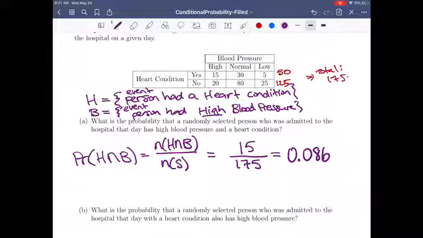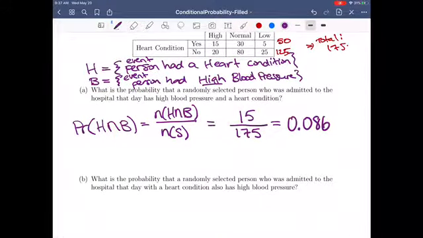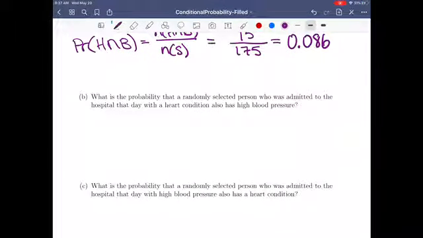Now we're going to talk about parts B and C that are going to seem pretty similar. For part B, what's the probability that a randomly selected person who was admitted to the hospital that day with a heart condition also has high blood pressure? So we're still looking for people who have a heart condition and high blood pressure. It seems very similar. The most important bit is that they were admitted with a heart condition.